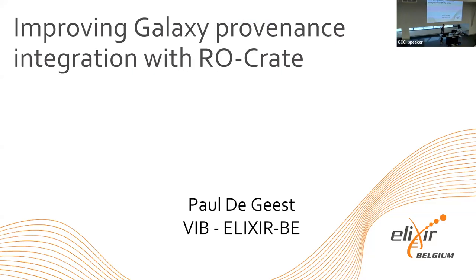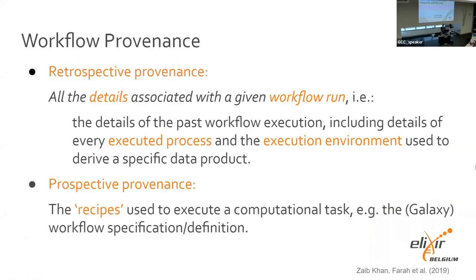Hello, my name is Paul de Geest. I work as a software developer at Elixir Belgium, and I'll be talking about using RO-Crate to export provenance, mostly from workflows in Galaxy. When we talk about provenance in the context of workflows, we have two levels. We have the retrospective provenance, which is all the inputs and outputs of a specific workflow, all the parameters, etc. And then we have the prospective provenance, which is the recipe or the workflow definition in Galaxy. For example, that's the GX format.